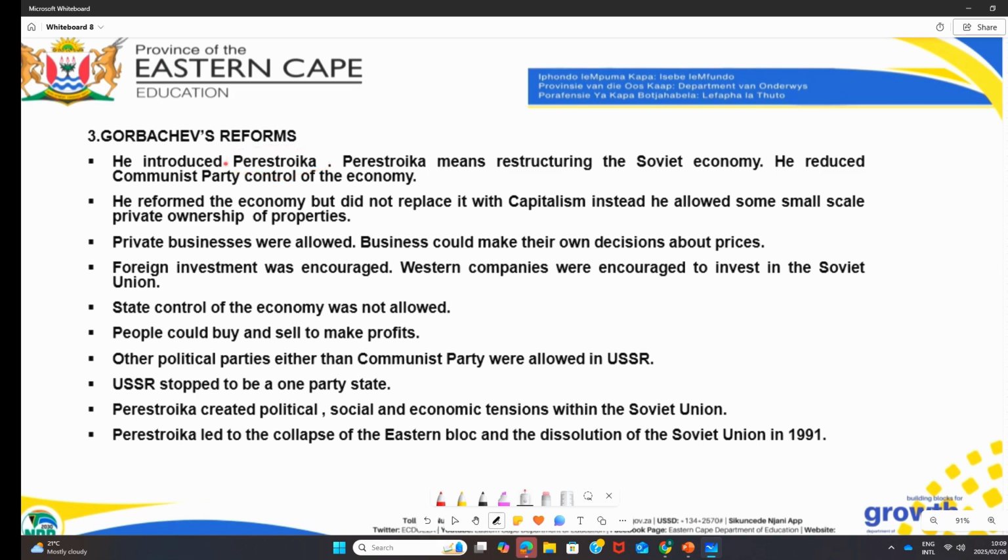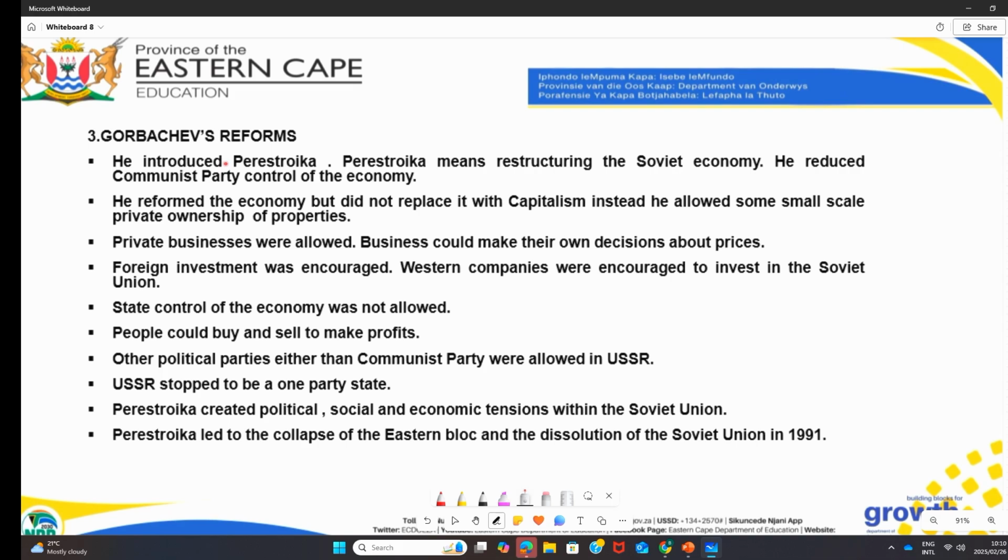Perestroika means restructuring the Soviet economy. Restructuring means trying to make some changes in the economy. He reduced the Communist Party control of the economy. He did not want the economy of the country to be controlled by the Communist Party. He reformed the economy but did not replace it with capitalism.